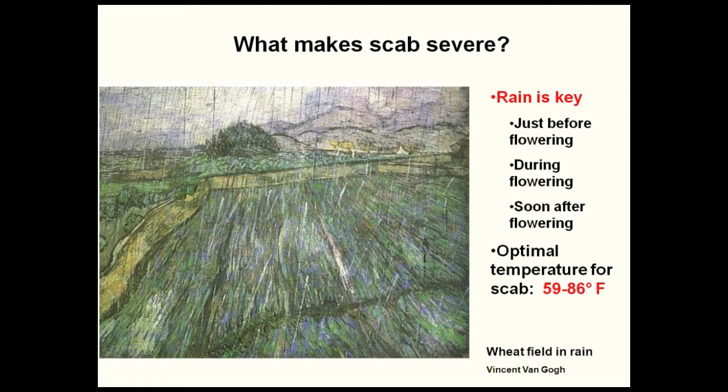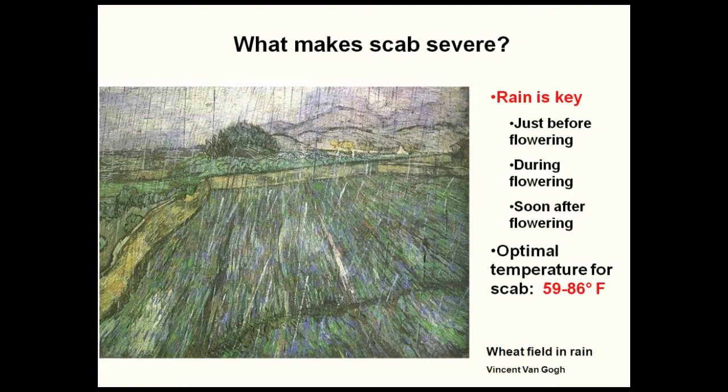So what makes scab severe? Well, it's really rain. Rain, rain, rain. That's the biggest thing. And so just before flowering, during flowering, soon after flowering. We're not talking about rain at any time of the year. We're talking about rain at a specific time point that's just before flowering, during flowering, and after flowering of the small green pod. And I know this is not about barley, but when barley gets into the flowering stage, it's still kind of in the boot, and then it's vulnerable as well.